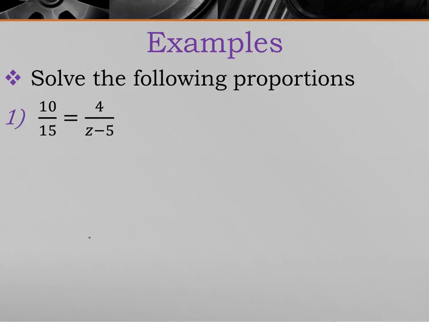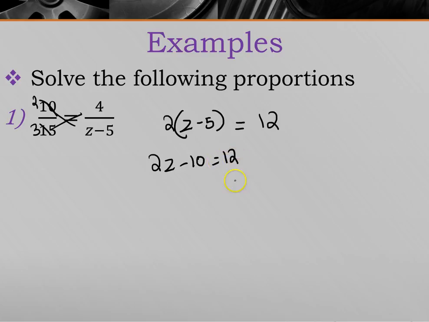So we have 10 over 15 equals 4 over z minus 5. Before I cross multiply again, I notice I have this fraction that can be reduced. Both are divisible by 5, so this becomes 2/3. Now when I cross multiply, be careful. It's 2 times the expression z minus 5, so 2 times (z minus 5) equals 3 times 4, which is 12. To solve for z, I need to distribute first. So we get 2z minus 10 equals 12. We add 10 to both sides. 2z equals 22. We divide both sides by 2, and z is 11.